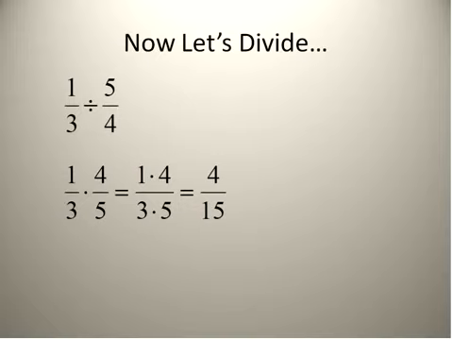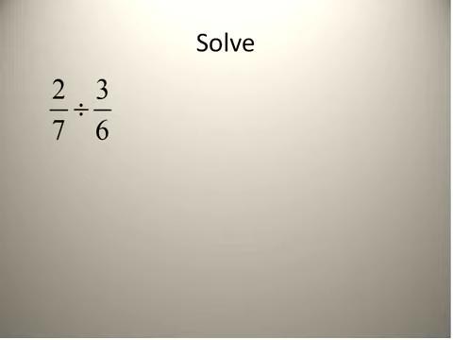Now I'm going to show a couple of sample questions of the different types of dividing fractions we might look at. I'm going to mix in some negatives and some whole numbers and see what we can do. In all cases, we're going to follow the same pattern. We're going to take 2/7. We're going to multiply by the reciprocal, 6/3. 2 times 6 is 12. 7 times 3 is 21.